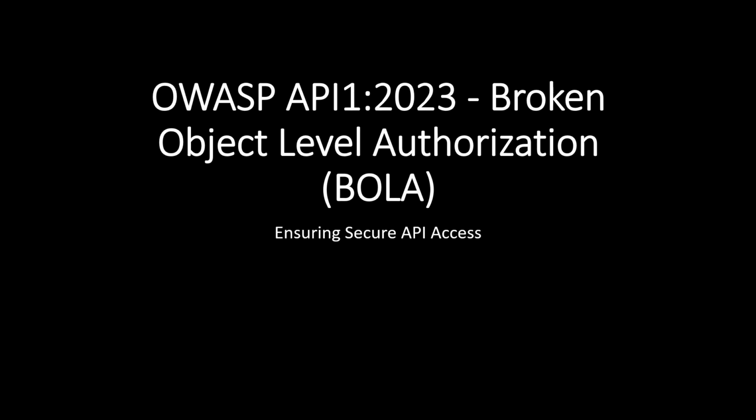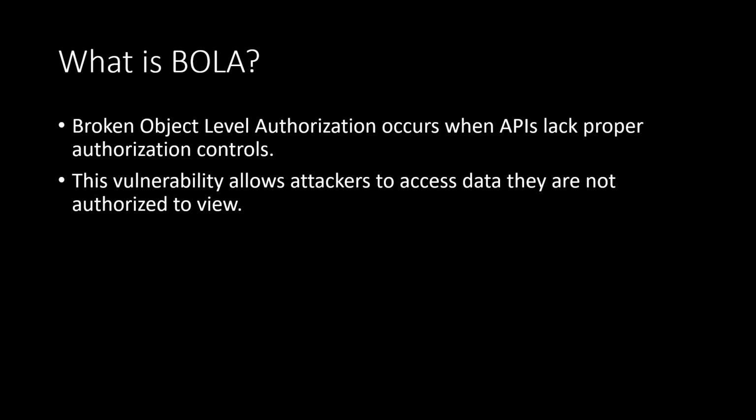Let's talk about the first risk listed, which is Broken Object Level Authorization, commonly known as BOLA. Today, we will uncover the nature of this critical vulnerability and explore strategies to protect against it. BOLA, or Broken Object Level Authorization, is a vulnerability that occurs when APIs do not enforce proper authorization controls. This flaw enables attackers to access data belonging to other users, which should be restricted.